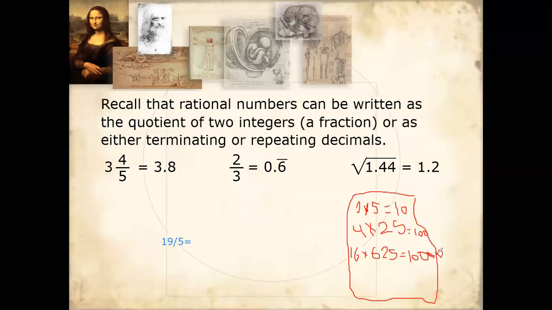10,000, sorry, and 8 times 125 equal 1000.